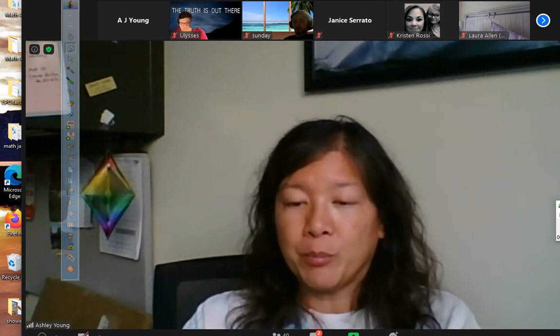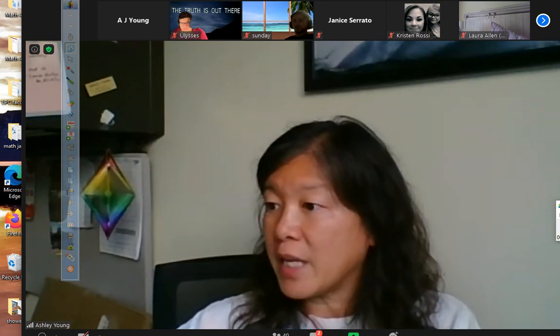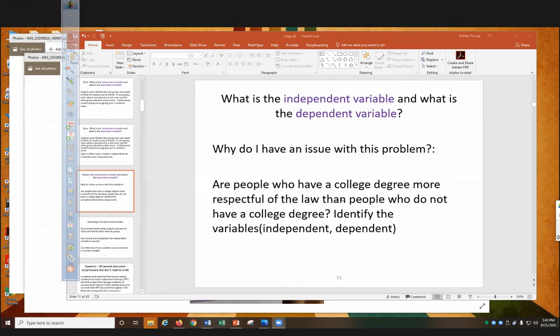So it's really, really important that you recognize that with those 2 things, you can't say which one causes which. It might be that if you are not respectful of the law, you're less likely to get a college degree, not the other way around. You don't know which one causes which. Do you guys see what I'm saying? So that's kind of the problem. You can't say that one thing causes the other one without an experiment.